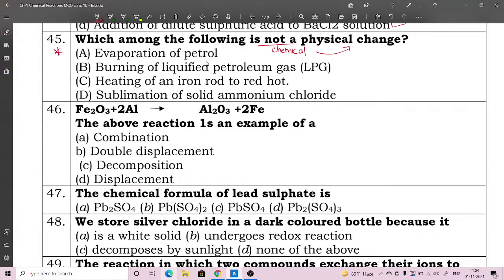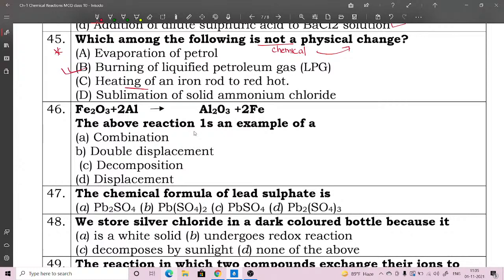Evaporation of petrol, physical. Burning of liquefied petroleum gas, chemical. Heating of an iron rod to red hot, physical, just heating, it's not changing. When you just heat the iron, it becomes red hot, and when we don't supply the heat, it will come back to the original shape and color. D, sublimation of solid ammonium chloride, physical. Burning is chemical. So don't just go by the word heating. Just because the word heating is there doesn't mean it will be chemical. Read the options correctly. So option B is correct.